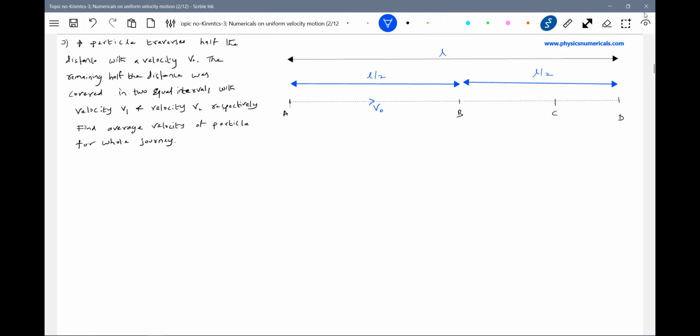It was covered in two equal intervals. So here, how much time will it take? Say T naught. Then how much time will the remaining take? Two equal intervals, so these two times must be the same, with a speed V1 and this will be speed V2. So what is this dotted line? This is the path.